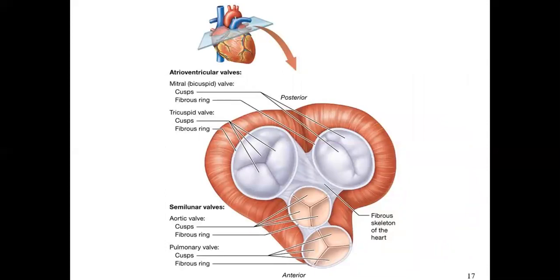This is just another view that I found looking down at the heart, looking down at the valves, and you can see that the bicuspid valve has 2 flaps of tissue called cusps, and that's where it gets its name from. The tricuspid valve actually has 3.